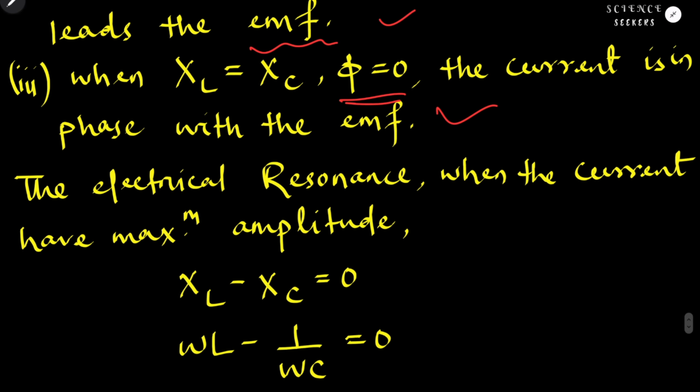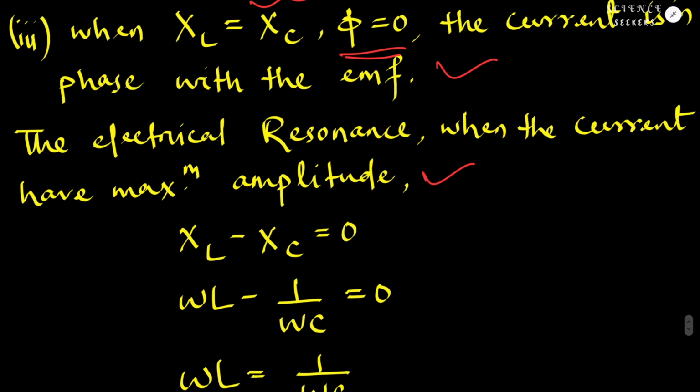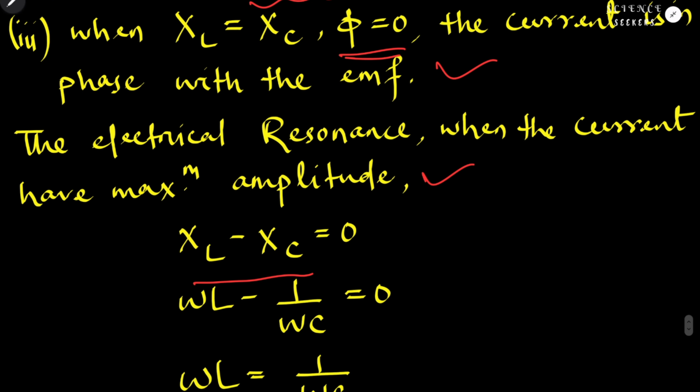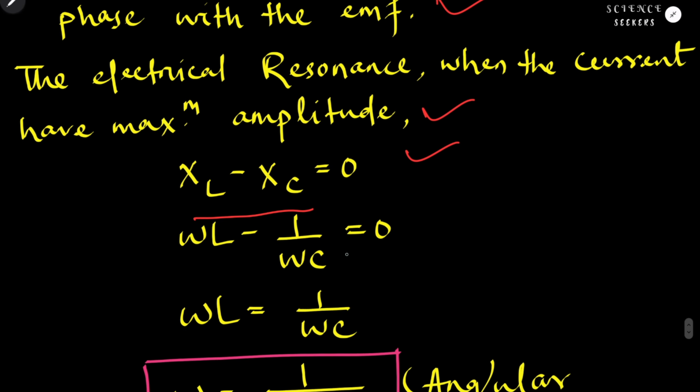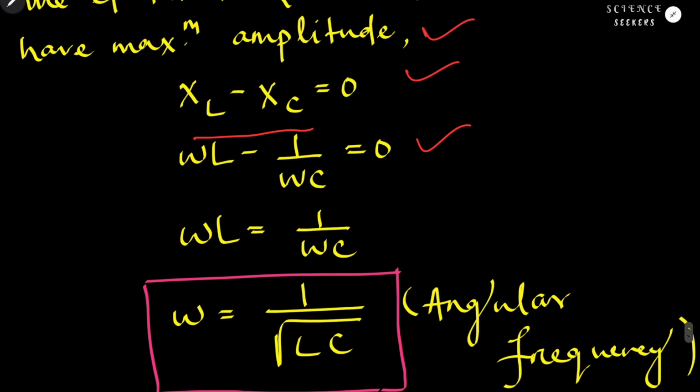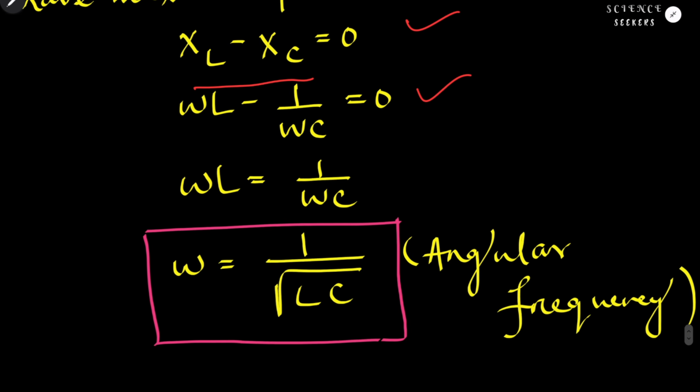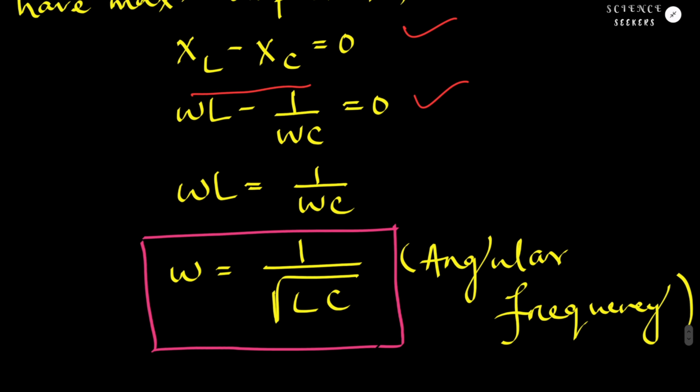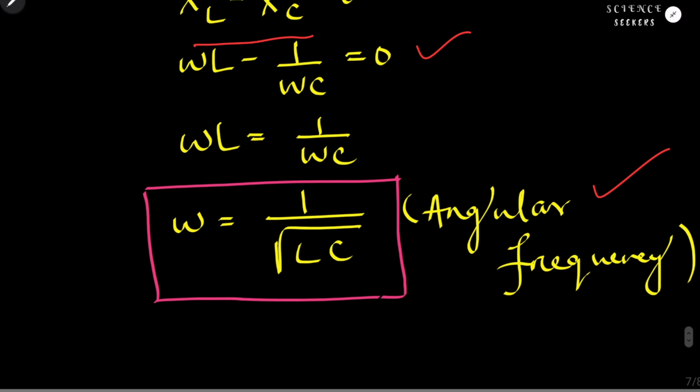In electrical resonance, the current has maximum amplitude when XL minus XC is equal to 0. Then omega L minus 1 by omega C is equal to 0, so omega L equals 1 by omega C, and omega equals 1 by root under LC, that is the resonant angular frequency.